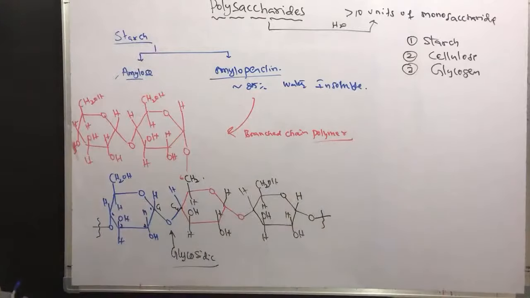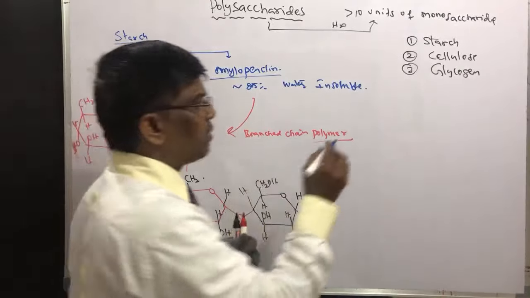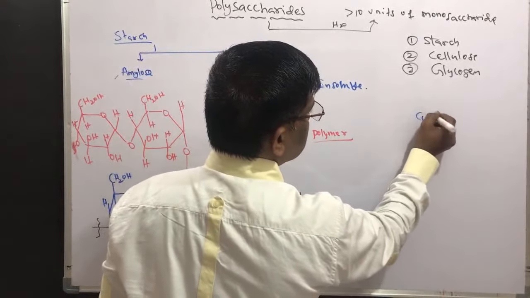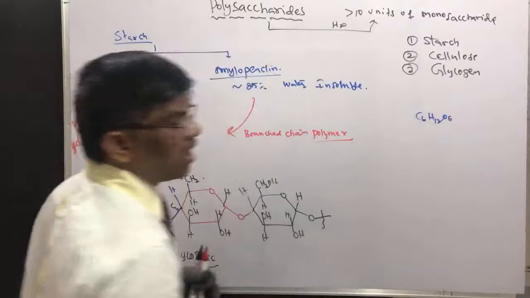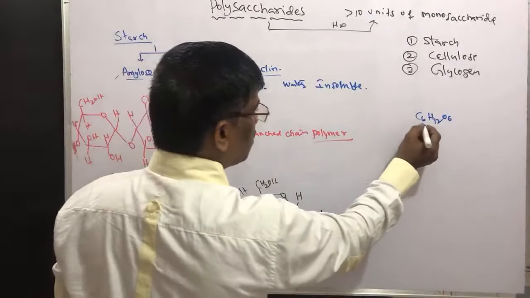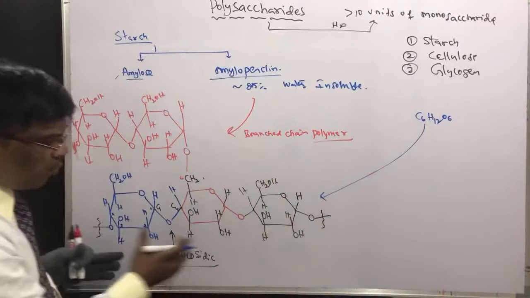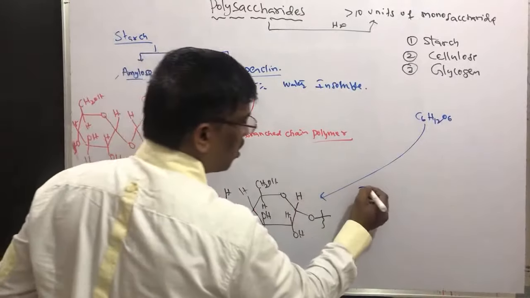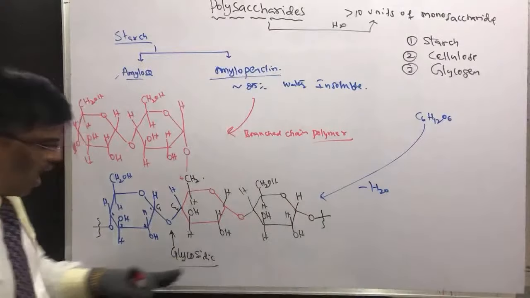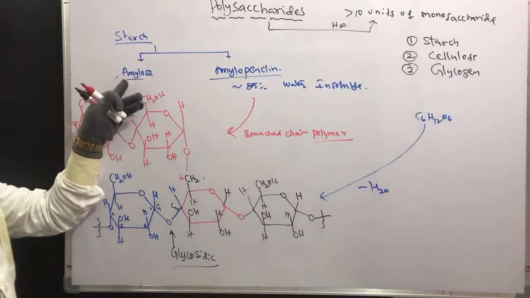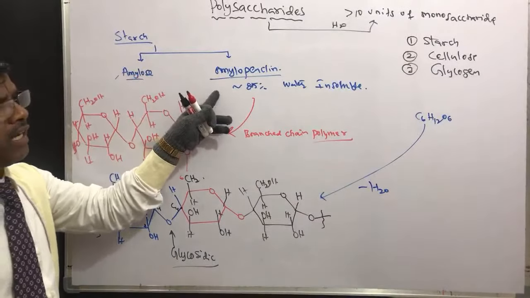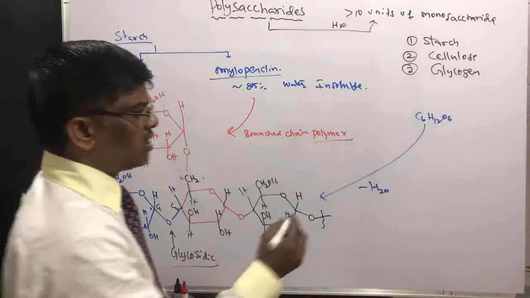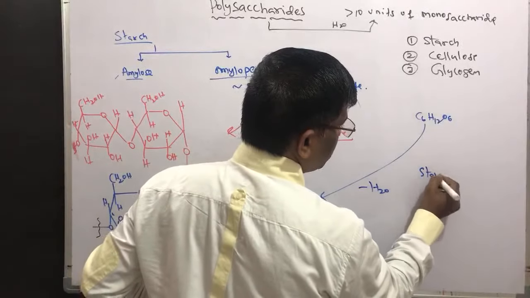Dear students, the plants, during photosynthesis, synthesize C6H12O6, that is glucose. Glucose is converted into, what is this? So multiple units of glucose by glycosidic linkage, just by losing water molecule, it is going to have glycosidic linkage of amylose and amylopectin. This glucose molecular food is stored in the form of starch in plants.